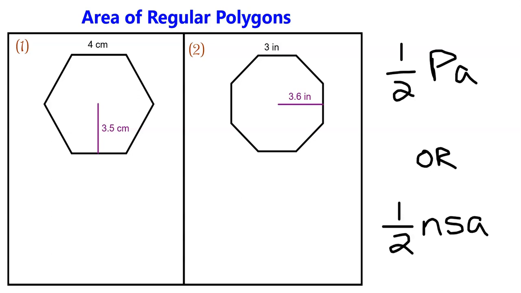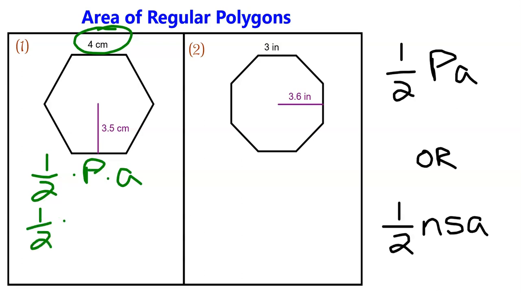So in the regular hexagon, we have a side length of 4, and we have 6 sides. So in 1/2 perimeter times apothem, I should say, that is 1/2 times 4 times 6, which is the perimeter, so 24, times the length of the apothem, which is 3.5, or 12 times 3.5, which gives us 42 square centimeters.